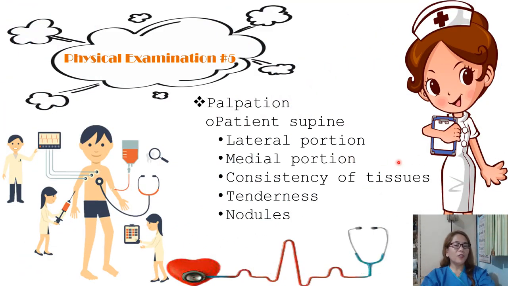Remember that there are only two cardinal techniques used in physical examination of the breast, and these are inspection and palpation. So after your inspection, it's now time for you to do palpation. You have to use your sense of touch. Palpation is best performed when the breast tissue is flattened. So you have to place your client in supine position for you to check the lateral portion, the medial portion, and to check for the consistency of the tissues. The consistency of the tissues varies widely.